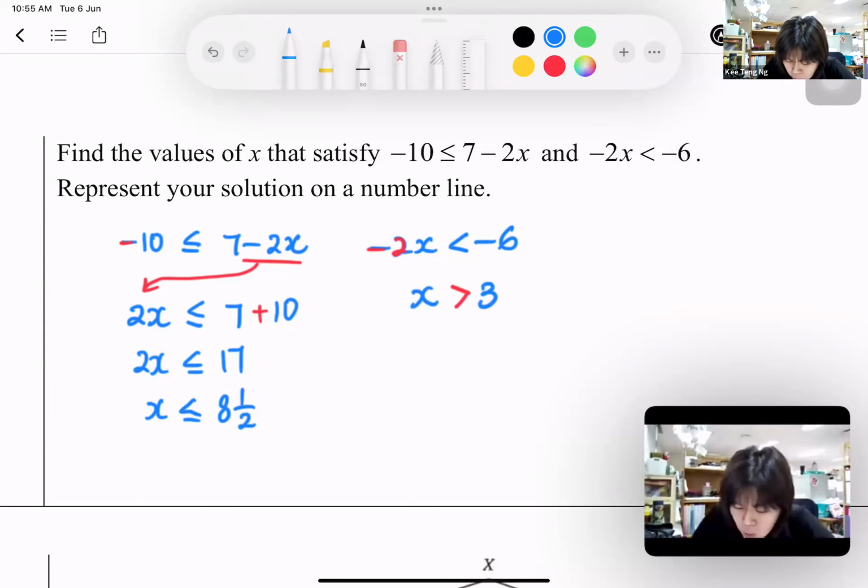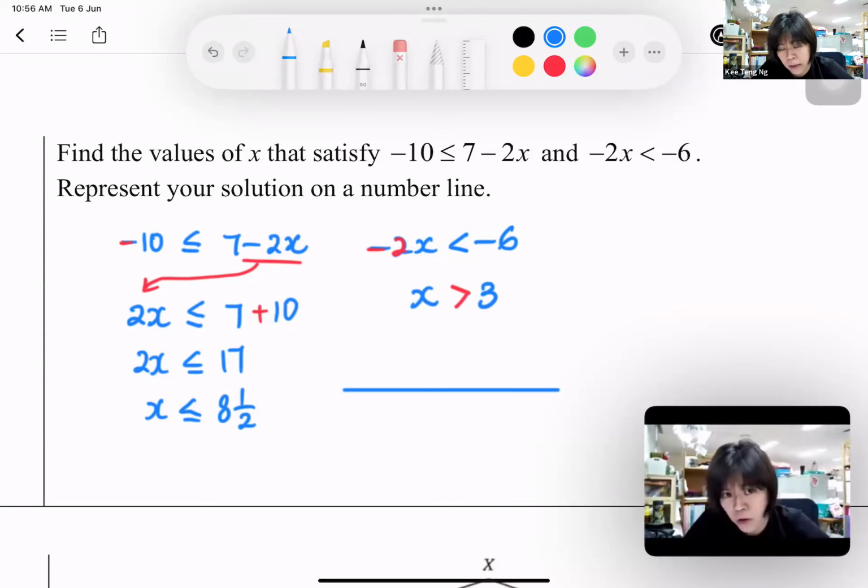So how am I going to find this solution? They say find the values of x. This drawing that I'm drawing on my number line is actually my rough working, it's not the final solution. It's for interpretation and understanding. Firstly, we have two conditions. One is 3, the other one is 8.5. So I roughly draw, not to scale.